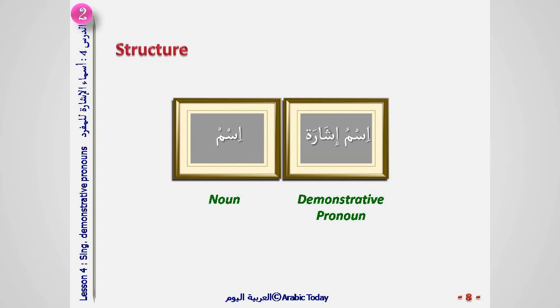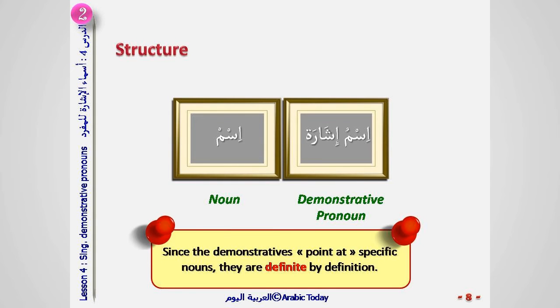More generally, a simple sentence can be formed of a demonstrative pronoun followed by a noun. Note that since the demonstratives point at specific nouns, they are definite by definition.